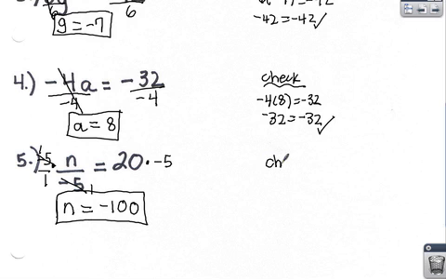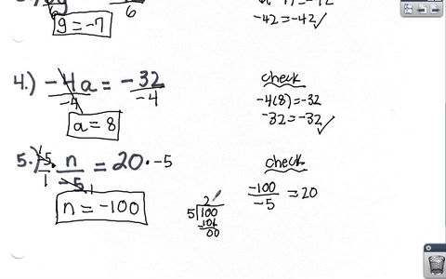To check our answer, I have negative 100 divided by negative 5 equals 20. A negative divided by a negative does give us a positive. If I do 100 divided by 5, I do get 20. So n equals negative 100.